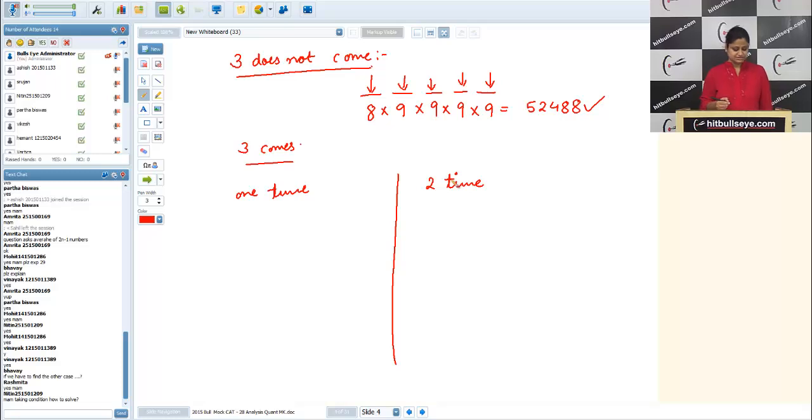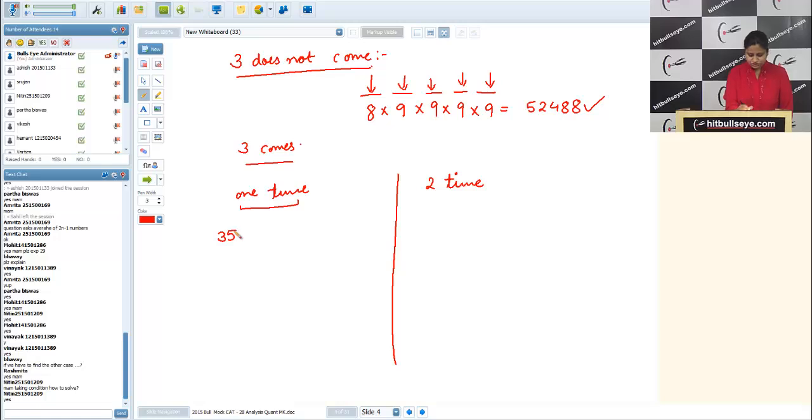These are the possible cases. Correct? Nitin and Bhavya. Okay, now I'm taking, if we are considering 3 comes one time. If 3 comes one time, it should be immediately followed by a 5. So my number can start with 35.